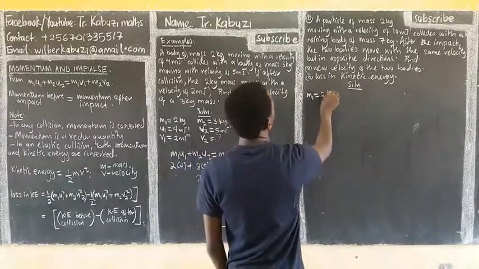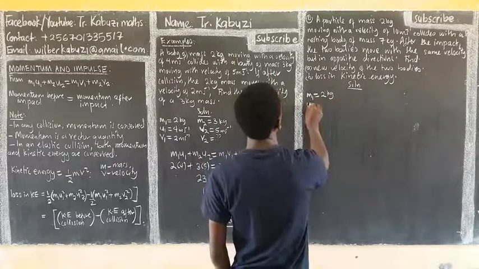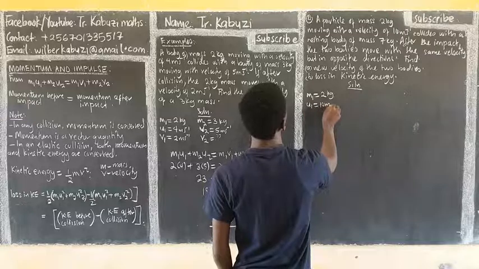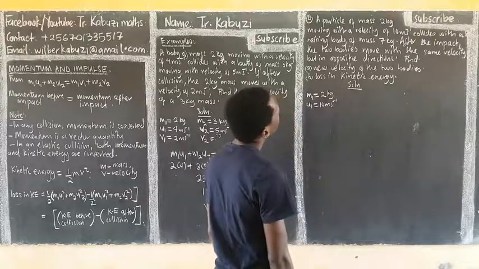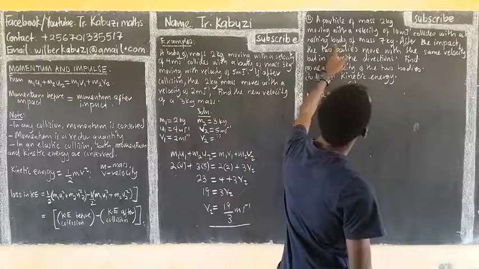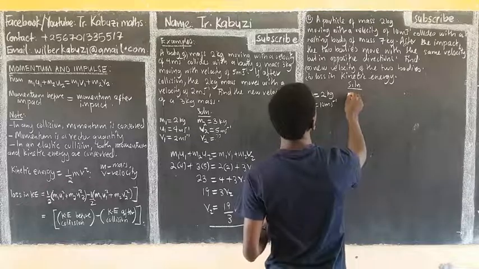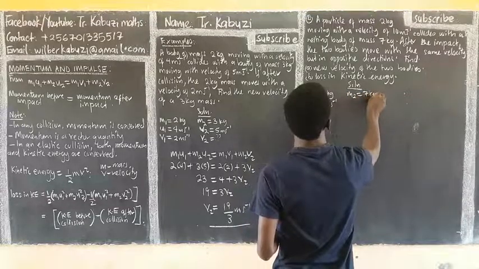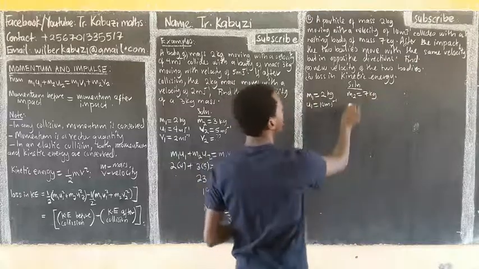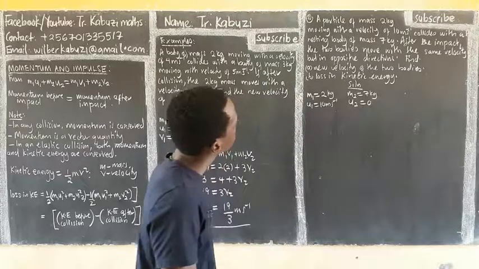Okay, let me put the units. Moving with a velocity, so our u1 is 10 meters per second, collides with a resting body of mass 2 is 7 kilograms. But it's resting, meaning the initial velocity is 0, as simple as that.